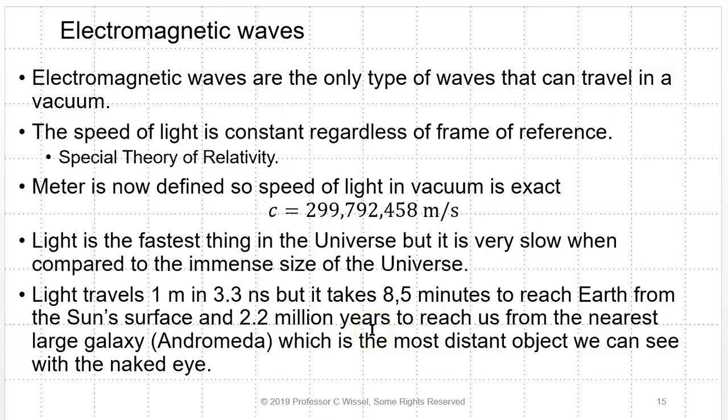Electromagnetic waves are the only type of waves that can travel in a vacuum. Every other wave requires a medium. Sound waves require a medium. They can't hear you scream in space. They can see you scream in space, but they can't hear you scream in space. That's because sound waves require air or water or something to travel in. Electromagnetic waves travel better in vacuum than they do in anything else, and they're the only waves that do travel in vacuum.